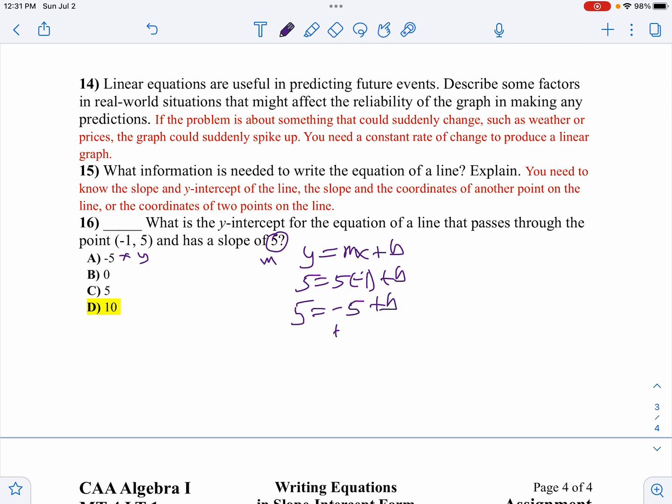What do you have to do to solve for b? Well, we have to add 5 to both sides. So 10 equals b. And since that's my y-intercept, that's my solution: 10 equals b.